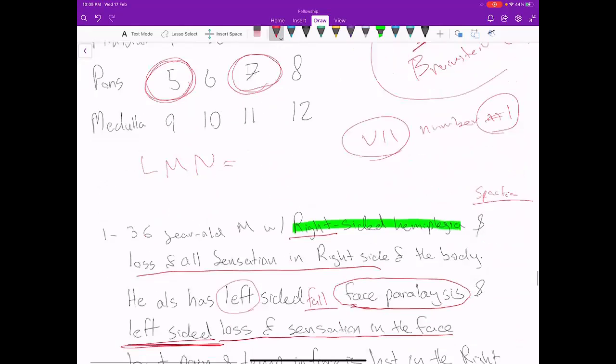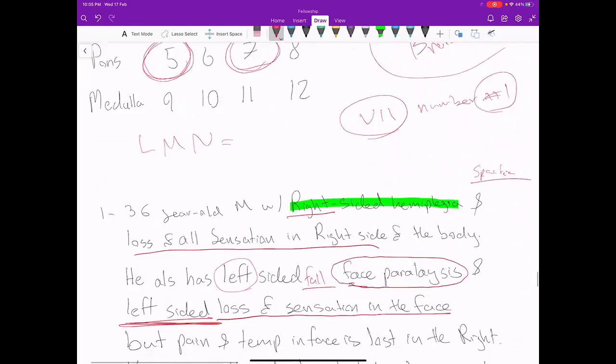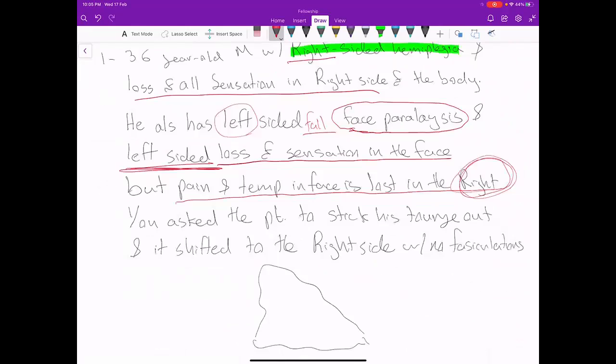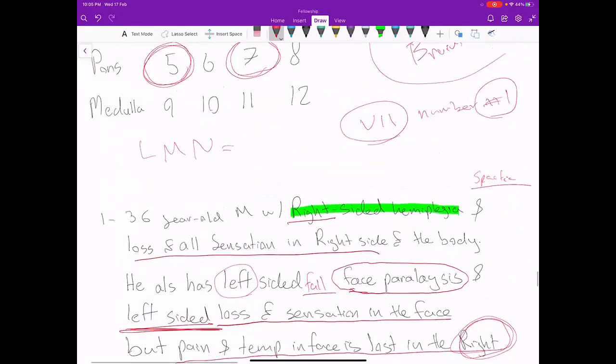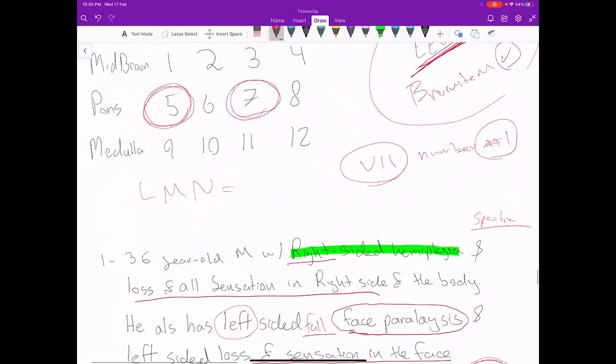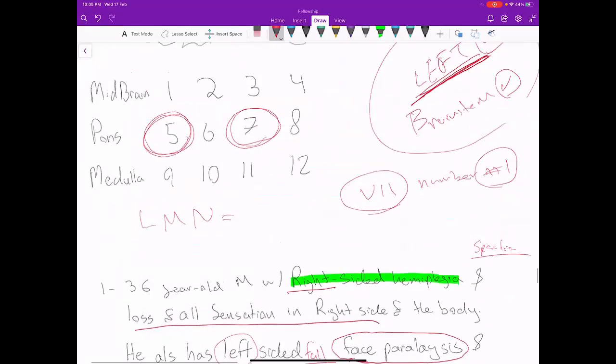Pain and temperature in the face is lost on the right side. Do I freak out and start shouting and cry and give up on the exam? No. Why is that? What's the nucleus that is part of the trigeminal but is below the pons? Spinal trigeminal. Excellent. And therefore, this is technically an upper motor neuron of the spinal trigeminal nuclei. So we still know the lesion is in the pons, not the medulla.